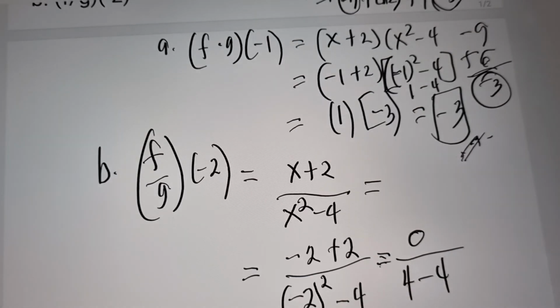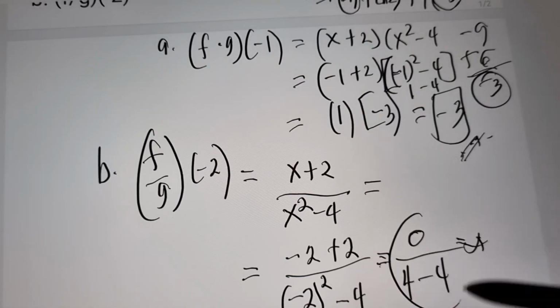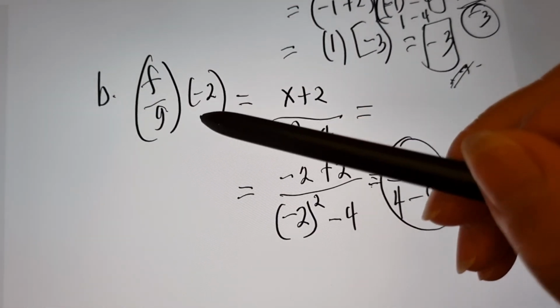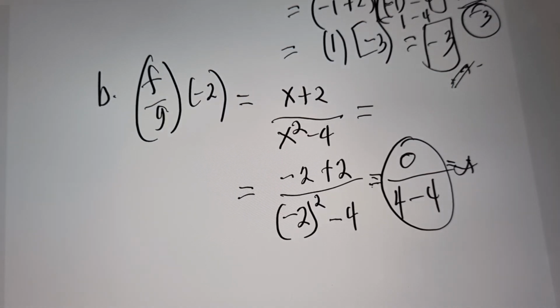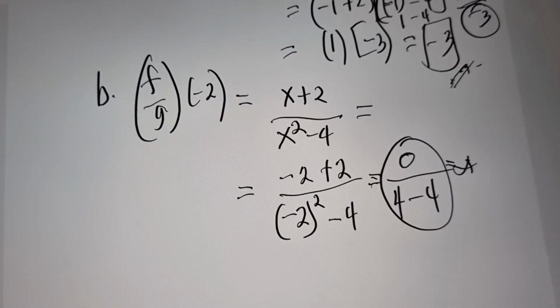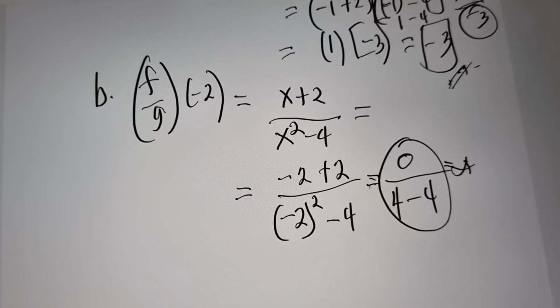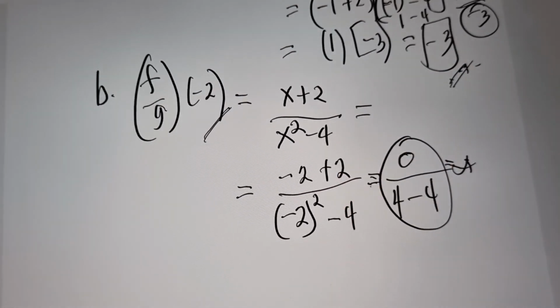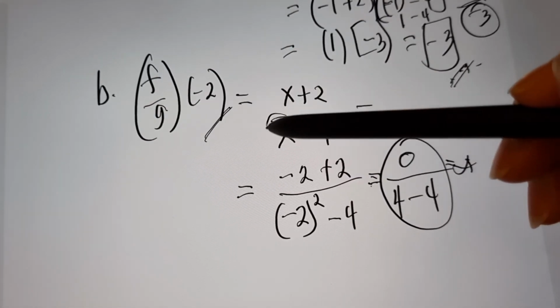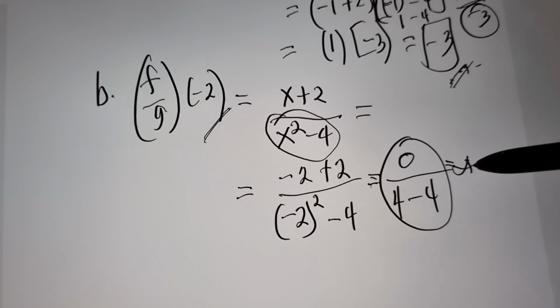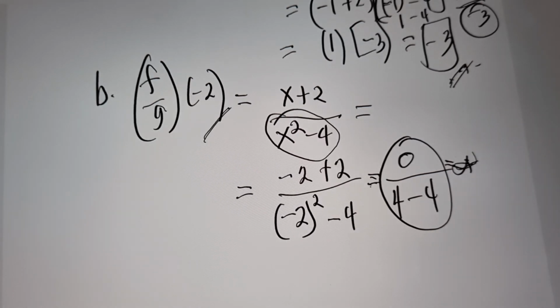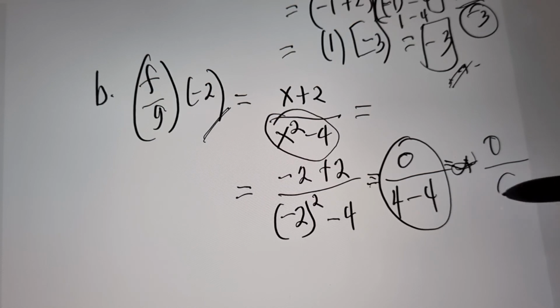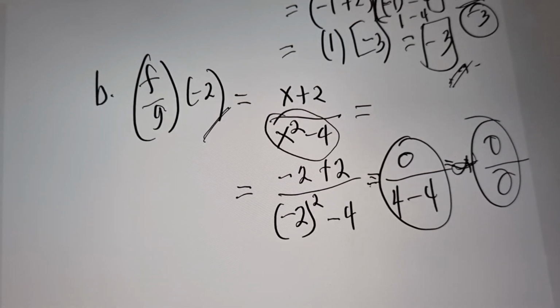But 4 minus 4 is 0, so this is undefined. Ibig sabihin, hindi tayo pwedeng magkaroon ng value ng x na negative 2. It's not accepted. Because dividing by 0 is not allowed. So ang domain natin, hindi pwedeng magiging ang input natin, which is called the domain, na negative 2. Hindi pwede pag ganito ang given natin. Okay? Kasi magiging undefined siya. Hindi tayo pwede magkaroon ng division by 0. Okay?